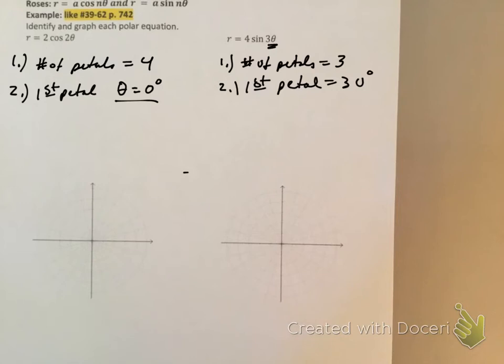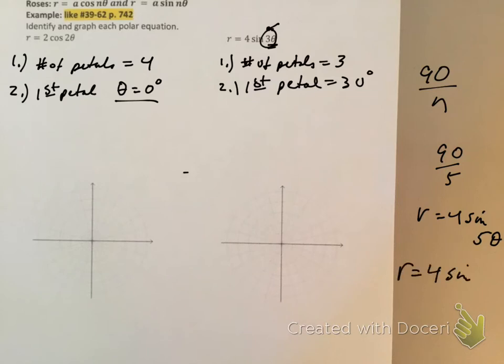If it's going to be sine, you have to do 90 divided by whatever this number is. I'm talking about that number. So if that number was a 2, I'd have to divide 90 by a 2. If that number is a 5, I'd have to do 90 divided by a 5 if we had r equal to 4 sine 5 theta. Sorry about that. Let's try writing it again. I would have to do that for the first petal. So this is your rule, and again, it's on that sheet.